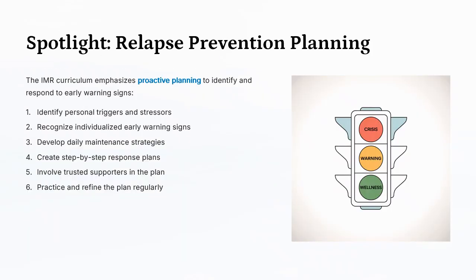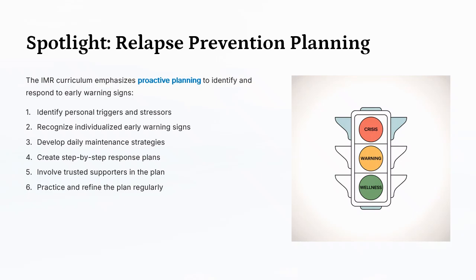Relapse prevention planning in the Illness Management and Recovery Program is a critical, skills-based approach to help individuals avoid or lessen the severity of a relapse. It is a collaborative process where the individual and the practitioner work together to create a personalized plan based on the person's unique experiences with their illness. Key components of a relapse prevention plan.